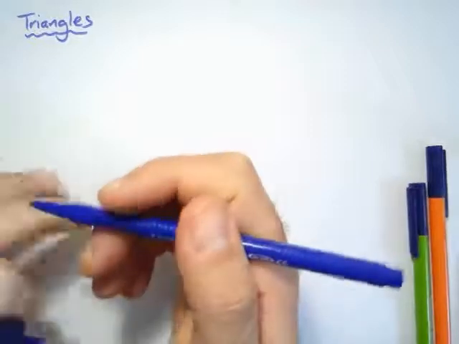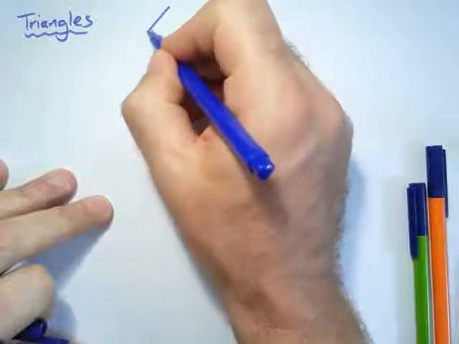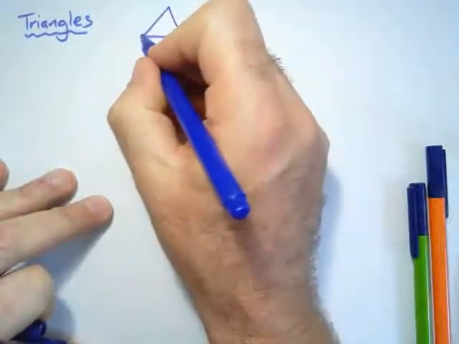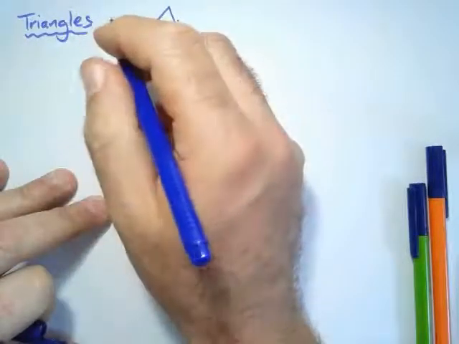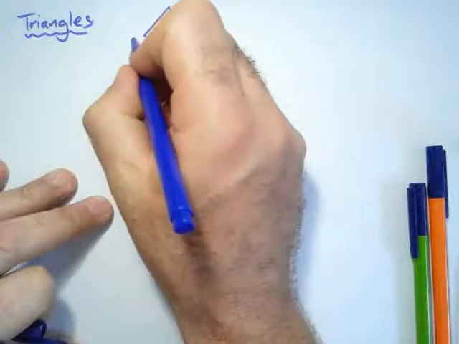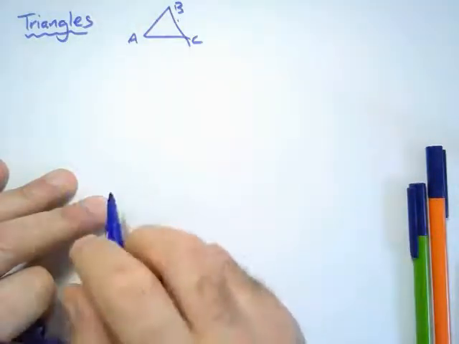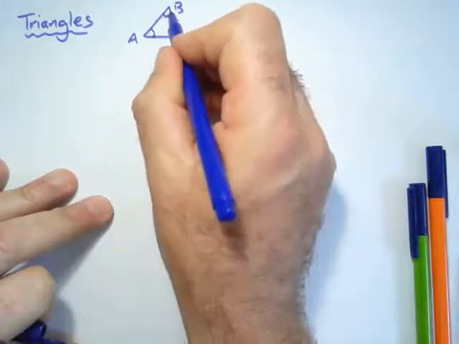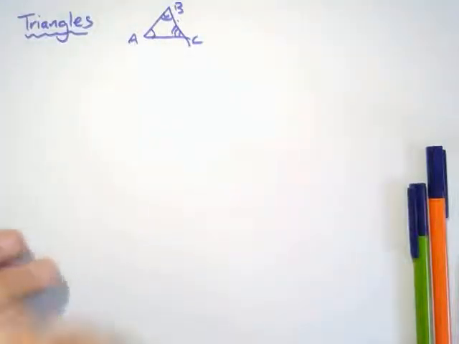Right, triangles. You know most things about triangles. Triangles consist of three sides: side 1, side 2, side 3. It has three vertices: vertex A, vertex B, and vertex C, and then also three interior angles: angle A, angle B, and angle C. So that's a triangle.